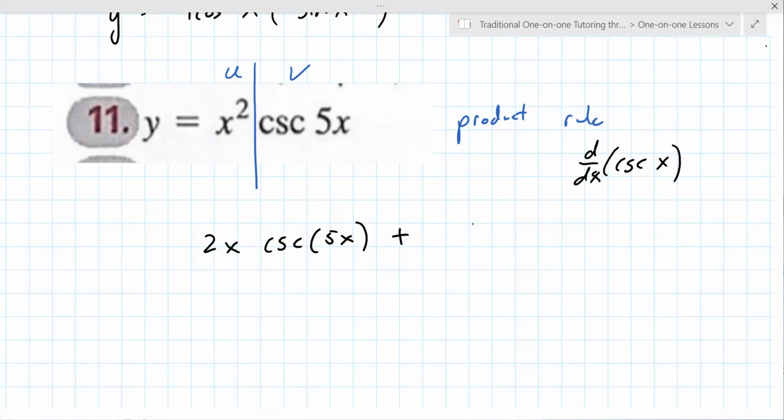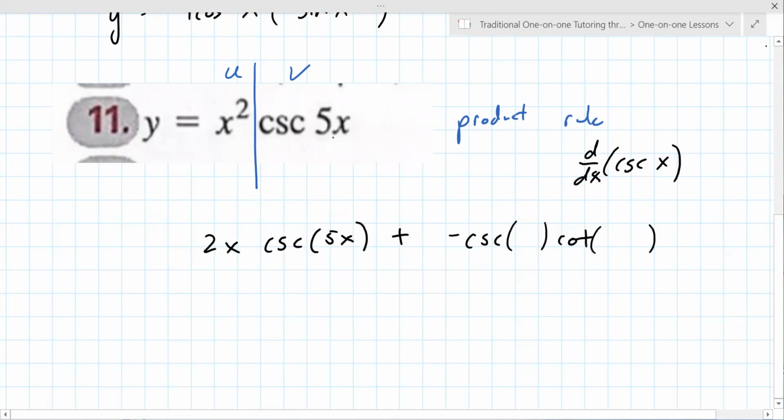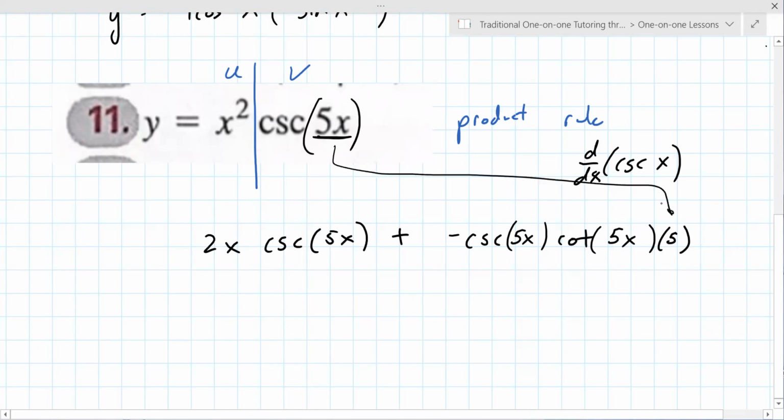Is it? Oh, I found it. It's negative cosecant x cotangent x. Right, but instead of x, what will you put here? 5x. 5x. Okay, and then that's just part of it, though. There's a chain rule here too. So you have to multiply by 5 for the inside function. Oh, okay. That's the chain rule part.